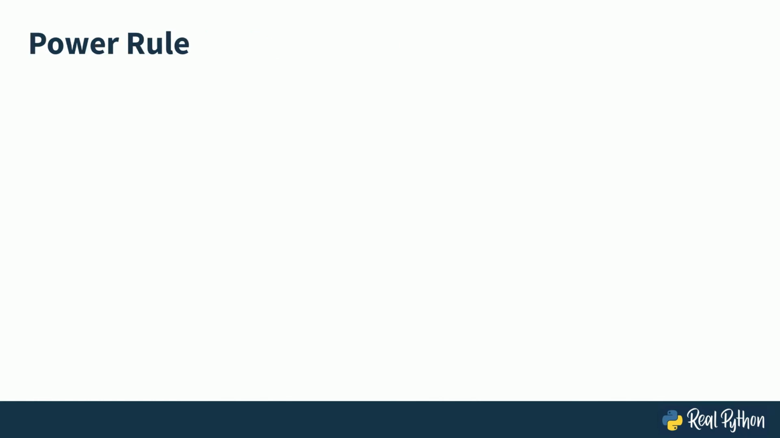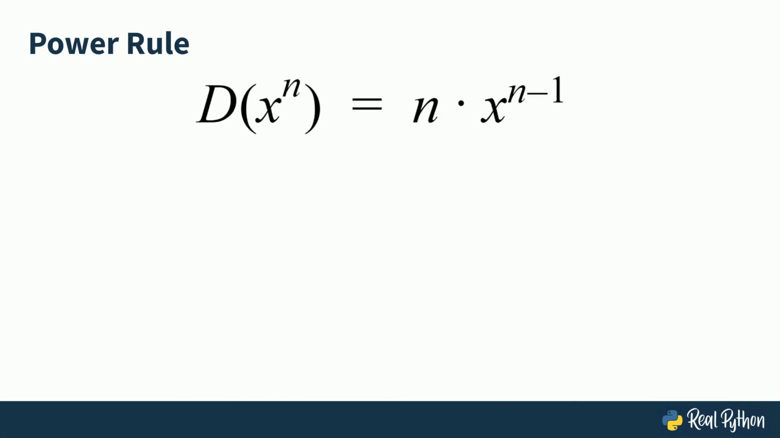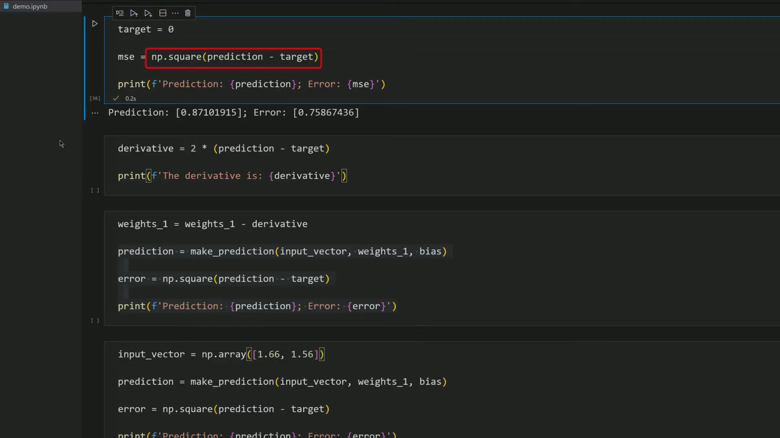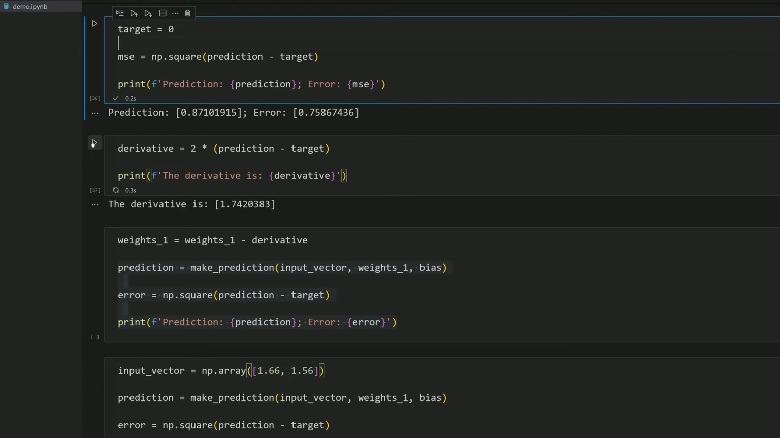To keep things simple, you'll be able to use the power rule from calculus to compute the derivative of the cost function. The power rule says that for a formula in the form x to the n power, the derivative is n times x to the n minus 1 power. Thus the derivative of x squared is 2 times x. The error is computed by np.square and passing it the prediction minus the target. Therefore, consider the prediction minus the target to be a single variable. Thus the derivative of the cost function is 2 times the difference of the prediction and target. The Python code for this is simple, and you'll see that the result is 1.74.